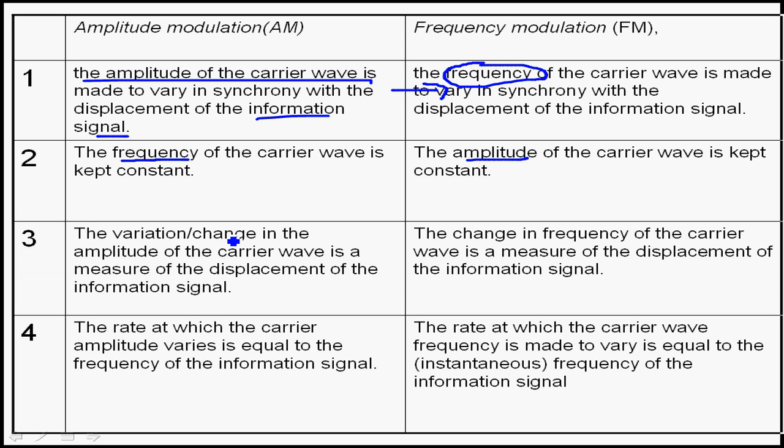Now, the change is how much. Again, the variation answers how much. How much amplitude is varied, or how much to vary the amplitude. The variation or change in amplitude of the carrier wave is a measure of the displacement of the information signal, which means the displacement of your information signal determines how much to vary your amplitude. Or in the case of FM, the displacement of the information signal determines how much to vary your frequency.